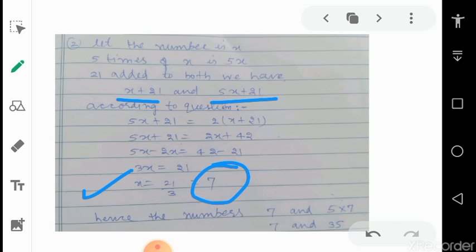Now this is the final step. We have to find the numbers. So the numbers are 7 and 5 into 7, because earlier we wrote that the numbers are x and 5x. So by substituting the value of x, we have 7 and 35.